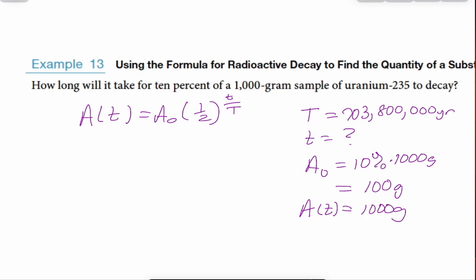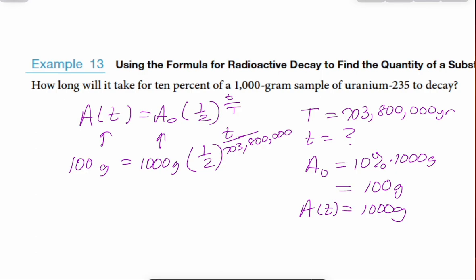So we know everything we want. We started out with 1,000, that goes here. We now have only 100, that goes here. Wait, I have them totally mixed up, I'm so sorry. Wait, we started out with 1,000, that goes here. We want to have 100 left, that goes there. We don't know that, but we do know this, 703,800,000. Okay, so we have everything in our formula except for the T.